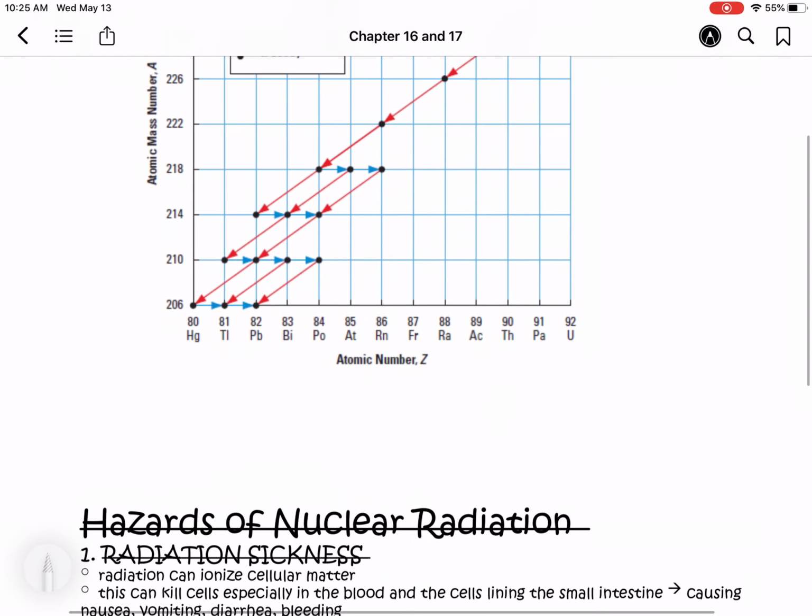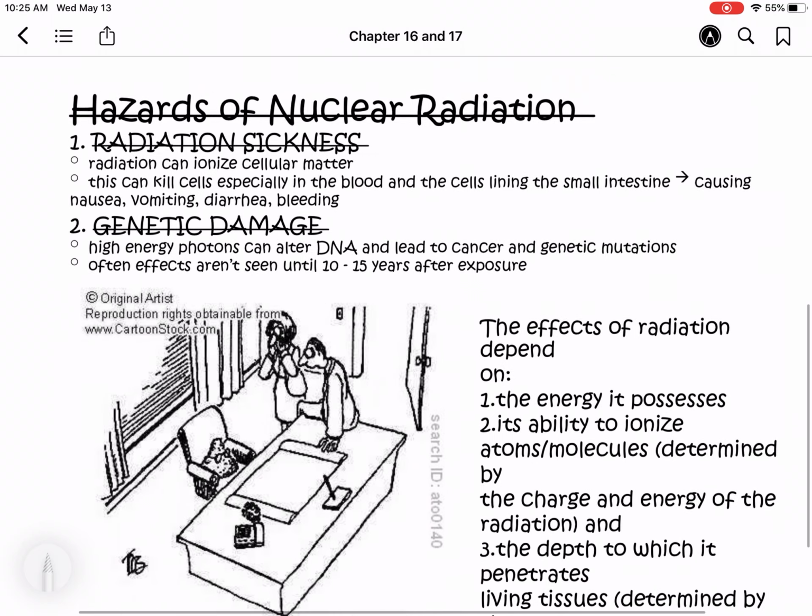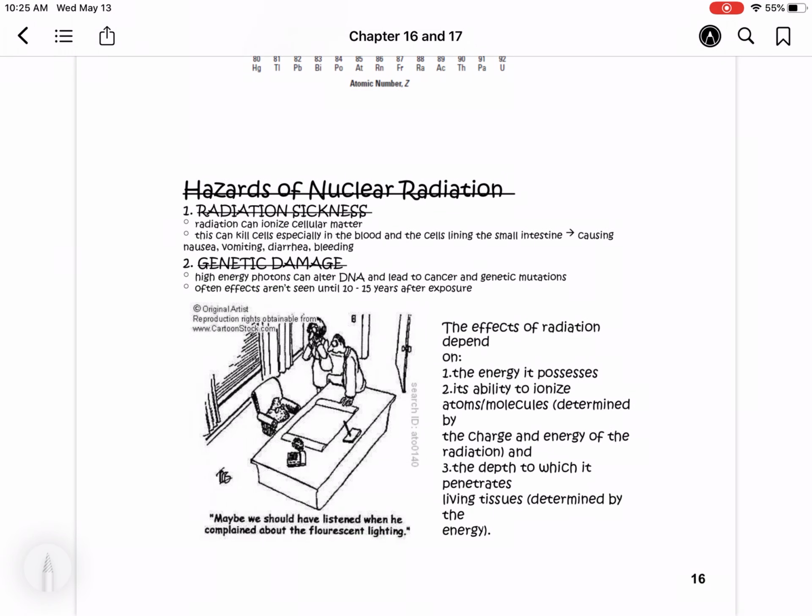And there's kind of whole sorts of stuff there. So, okay, this is the more interesting part, I guess, of nuclear radiation. So, nuclear radiation, we can get radiation sickness. Radiation can ionize cells and can kill cells, especially in the blood, and leads to nausea, vomiting, diarrhea. Okay, dying from radiation sickness is very awful.